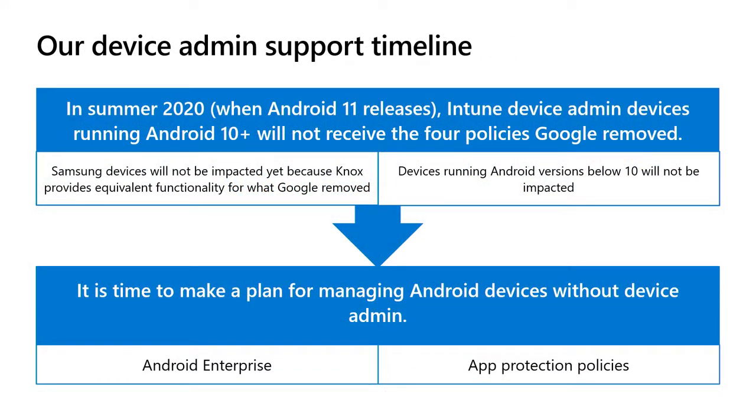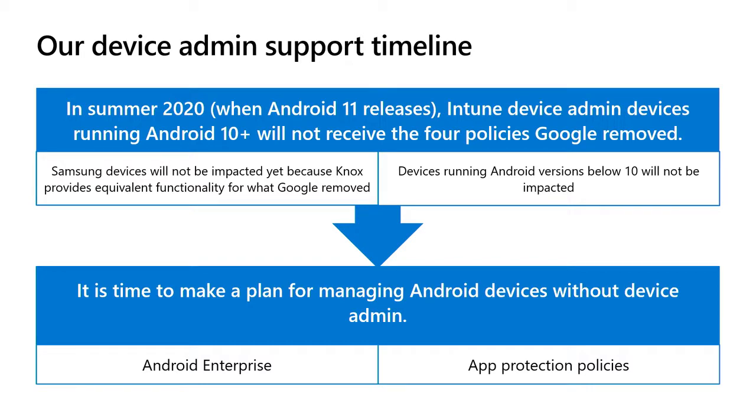Now, based on that change that they've made, our support timeline is that next summer, so we've given you guys about an extra year of support. Next summer, around the time of the Android 11 release, Intune device admin devices running 10 and later will no longer be able to receive new policies of those four policies that Google has removed that you saw on the previous slide.